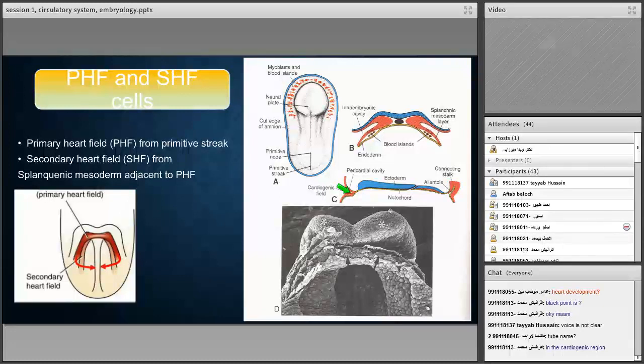The cavity which is around the cardiogenic field is the pericardial cavity.